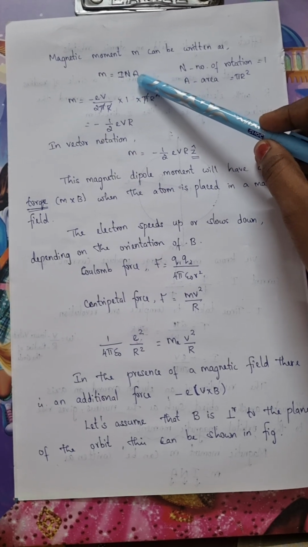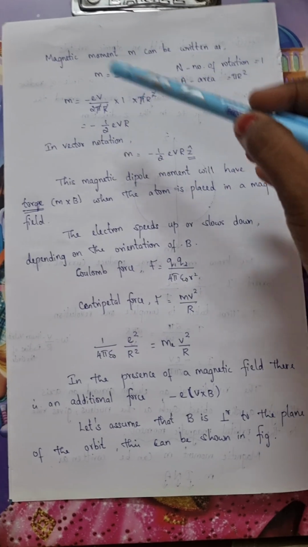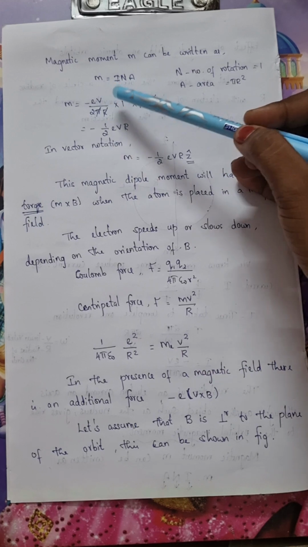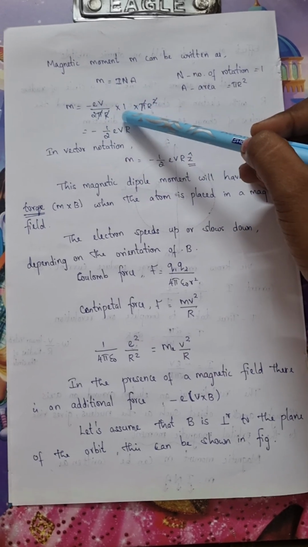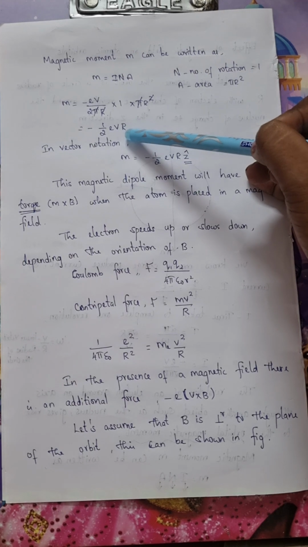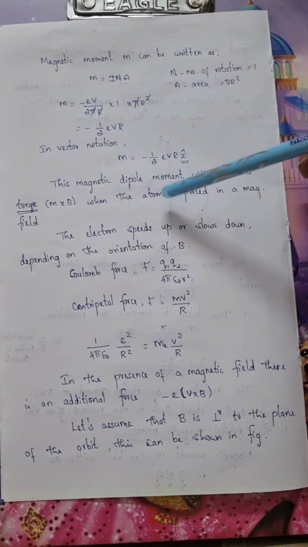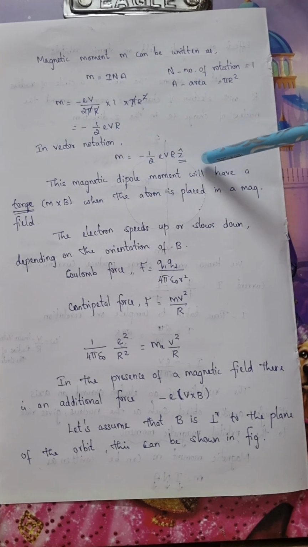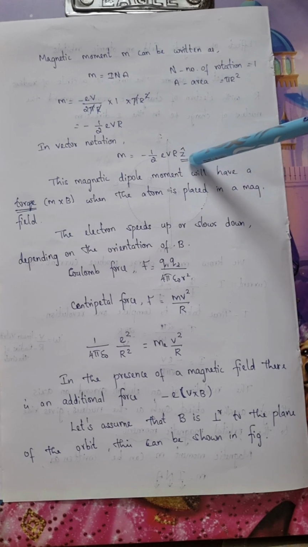Here area is pi r square, number of rotations is 1, and current I we know is minus ev by 2 pi r. So m equals minus ev by 2 pi r into 1 into pi r square. So we get minus 1 by 2 evr. In vector notation we write minus 1 by 2 evr in the z direction, so z cap.